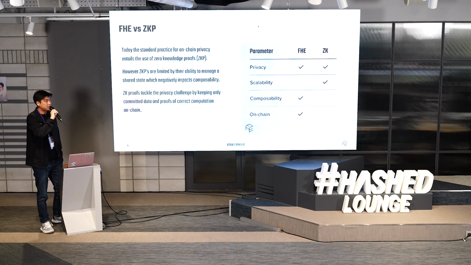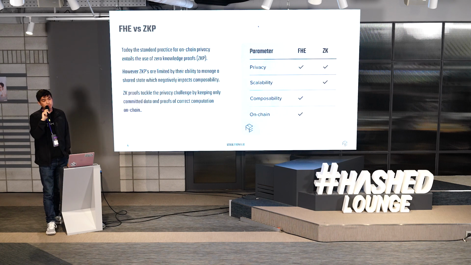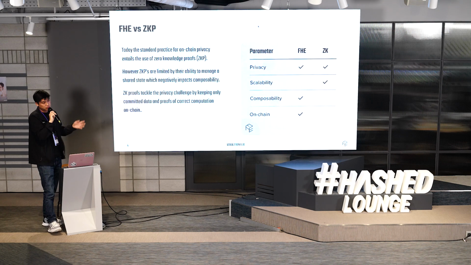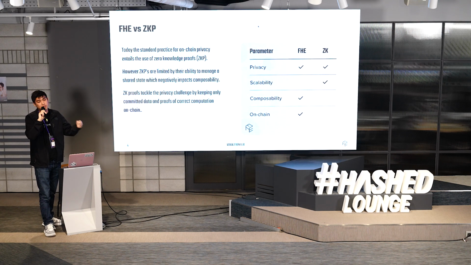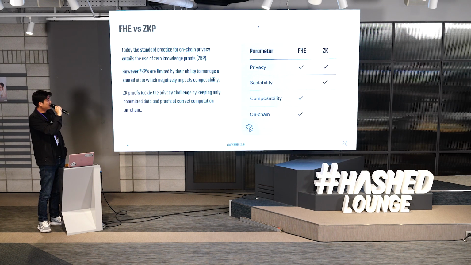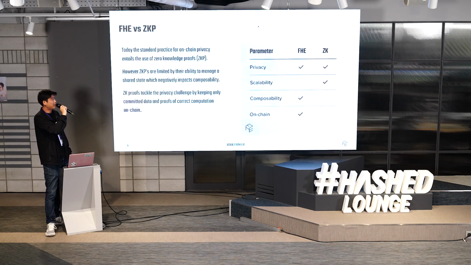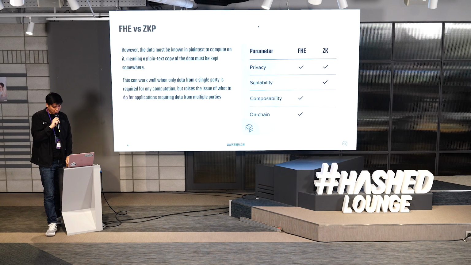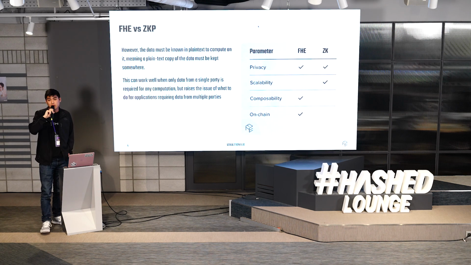What is the difference between FHE and ZK for privacy? I'm sure most of you are familiar with attempts to use ZK for privacy in general. It is the standard practice and still in the zeitgeist of how to achieve privacy on chain. But ZKPs are limited in their ability to manage a shared state, which impacts composability, essentially by keeping only the committed data and proofs of correct computation on chain. And this has issues because the plain text has to be known in order to compute it, which basically means if you want to advance a state, some level of decryption has to be done.